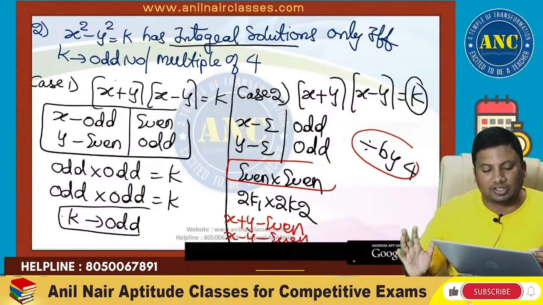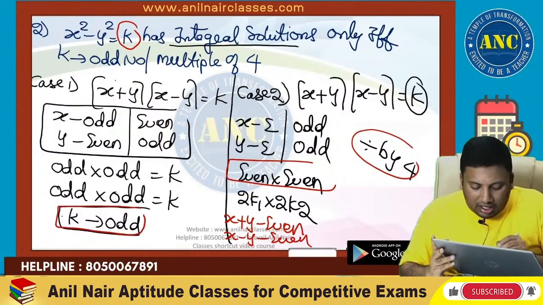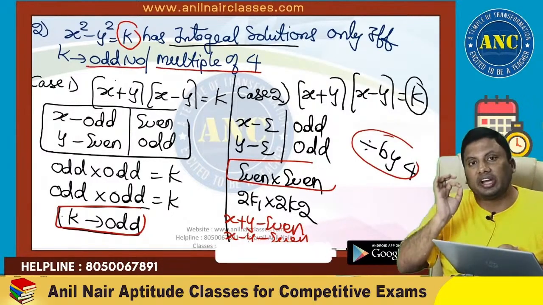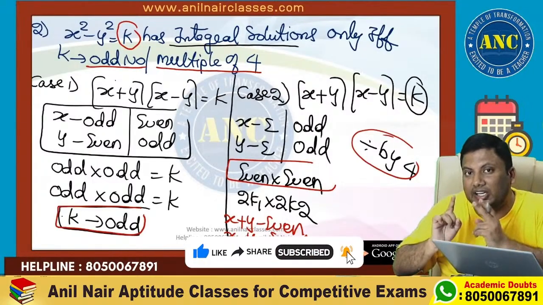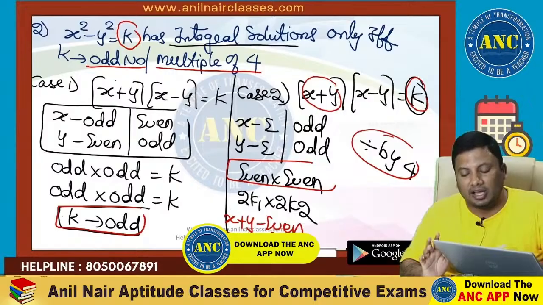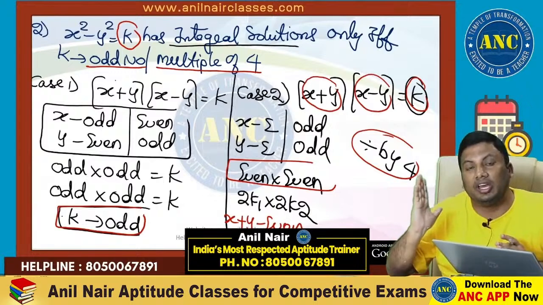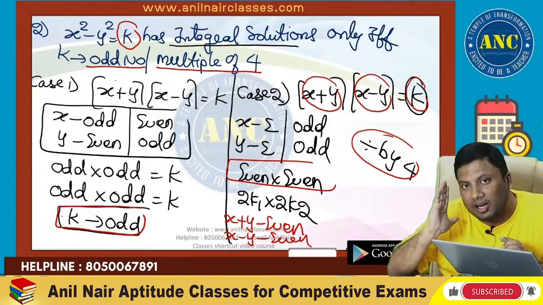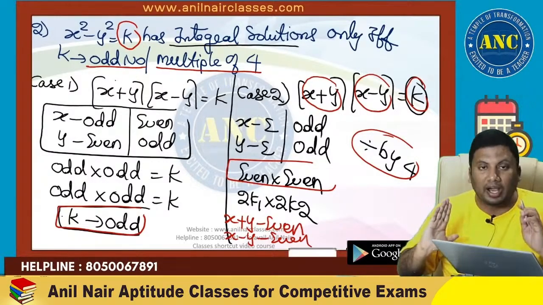Extremely important concept: the right hand side, only if it is an odd number or it is a multiple of 4, then x and y will take integral solutions. When will it be a multiple of 4? When x plus y is an even number and x minus y is an even number, even into even is divisible by 4. If x is odd, y is odd, odd plus odd is even, odd minus odd is even, even into even, divisible by 4. Case 1, case 2. I hope it is clear.